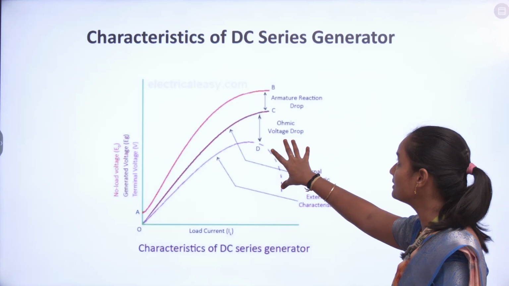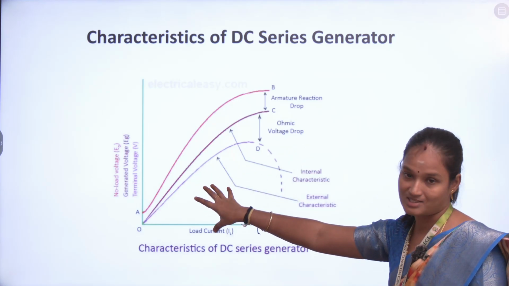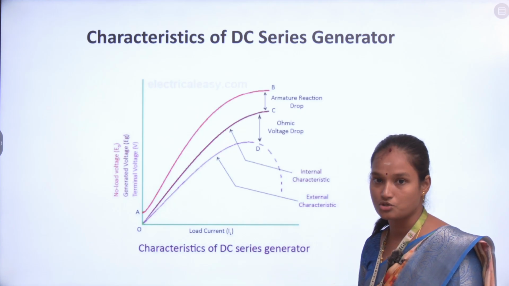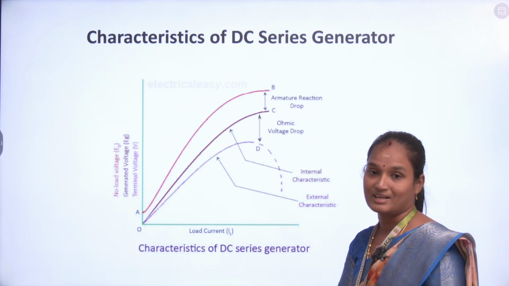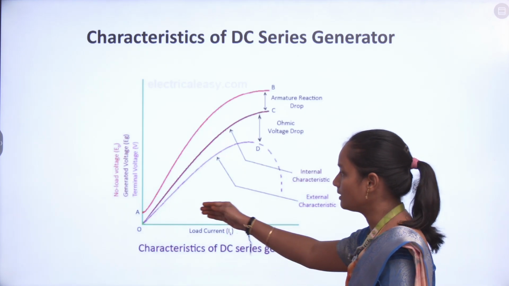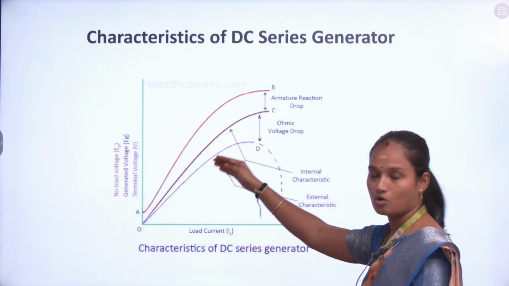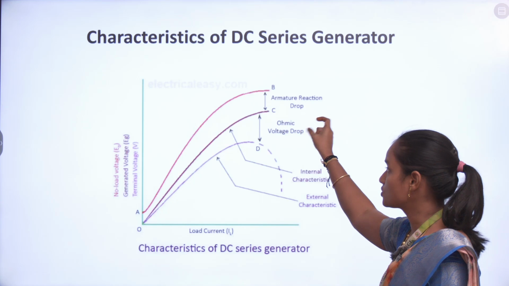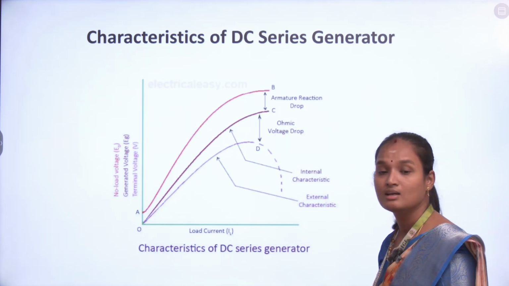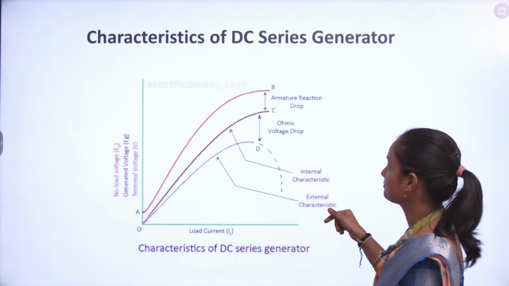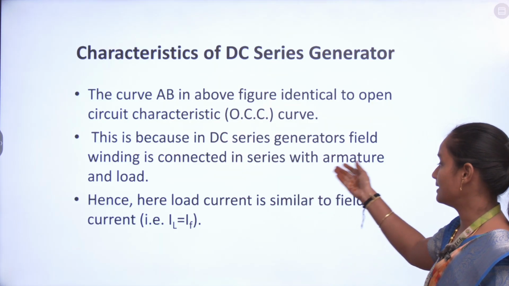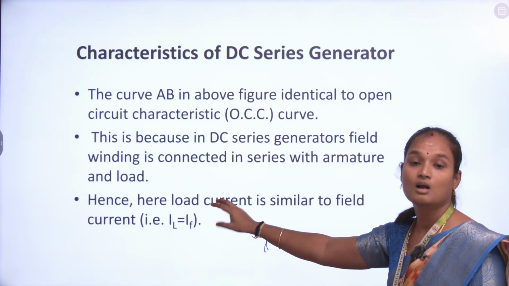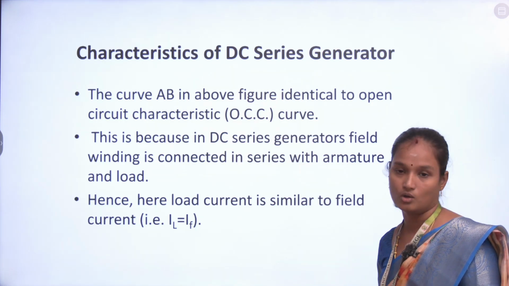So you can compare the series generator with the open circuit characteristics. As usual, you will have a minimum voltage due to the residual magnetism. If you give a load current, the voltage level is going to decrease accordingly. Here also we have some armature reaction voltage drop, and automatically the loss is going to be a bit high. So this is the DC generator field winding. Here the field winding current is equal to the load current.